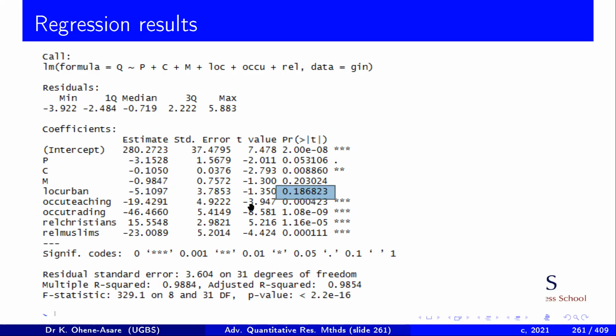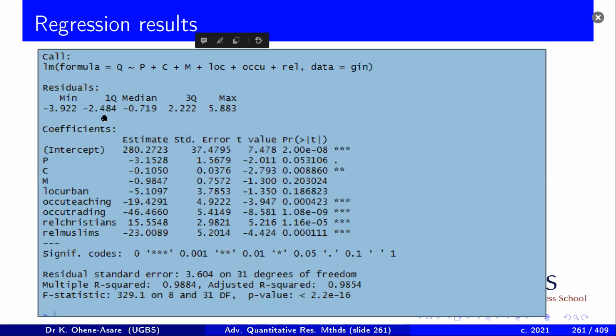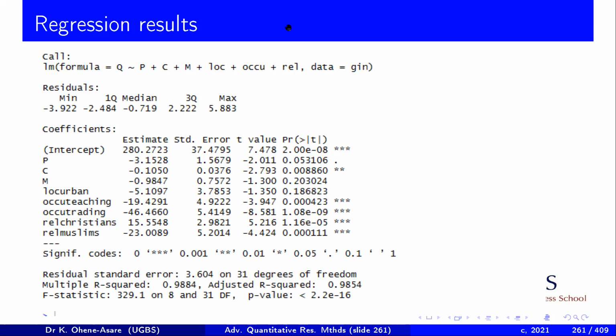Now let me interpret the religion Muslim. Again, before I interpret it, I must know the reference category. We have Christian, we have Muslim. What is the reference category? That is Buddhist. So I must have that at the back of my mind. If I was interpreting occupation, we have teaching and trading there.